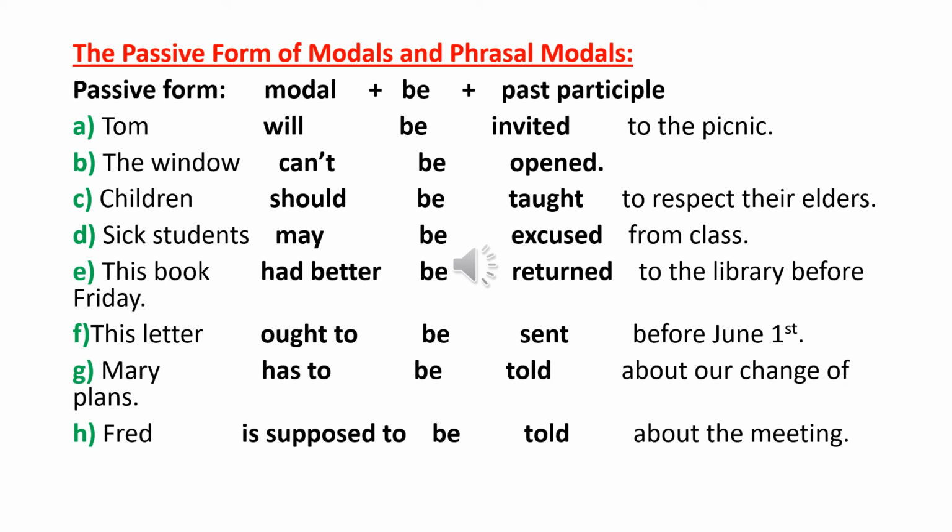Consider part E. This book had better be returned to the library before Friday. Had better is a phrasal modal followed by be, and be is followed by the past participle of the verb return. Consider part H. Fred is supposed to be told about the meeting. So the most important part about this is to understand that in the active voice, when you have a verb with a modal or a phrasal modal, the passive form changes into modal plus be plus past participle.